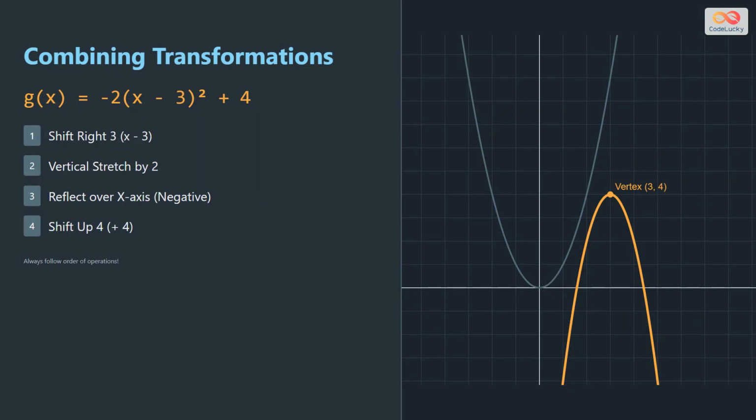Real problems often combine these rules. Here we have a shift, a stretch, a reflection, and another shift. The order matters. Generally, you should perform stretches and reflections first, and shifts last, though following standard order of operations works best. Here, we shifted right, stretched, flipped, and then moved up.